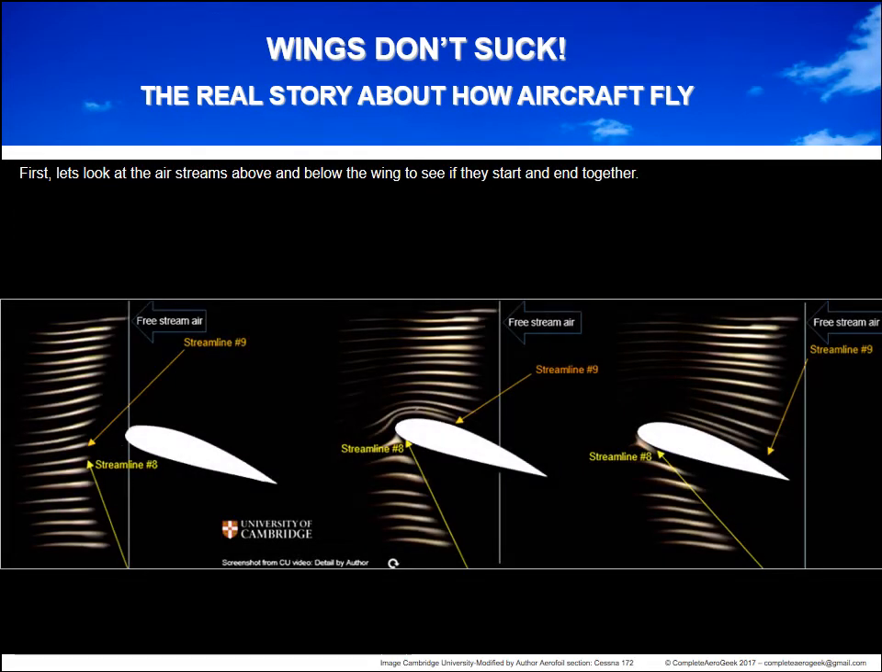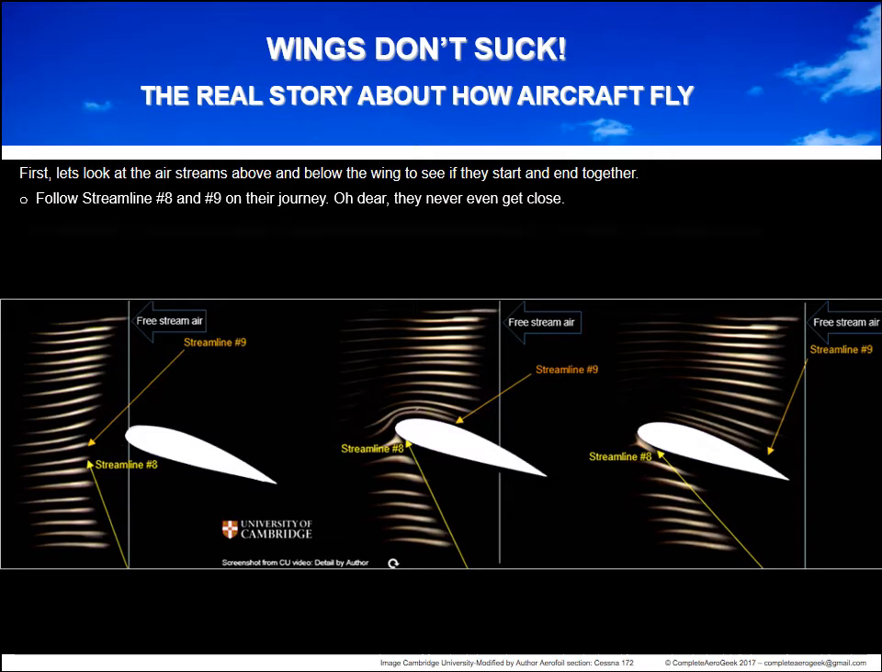First, let's look at the air streams above and below the wing to see if they start and end together. Follow streamlines number 8 and number 9 on their journey. Oh dear, they never even get close.